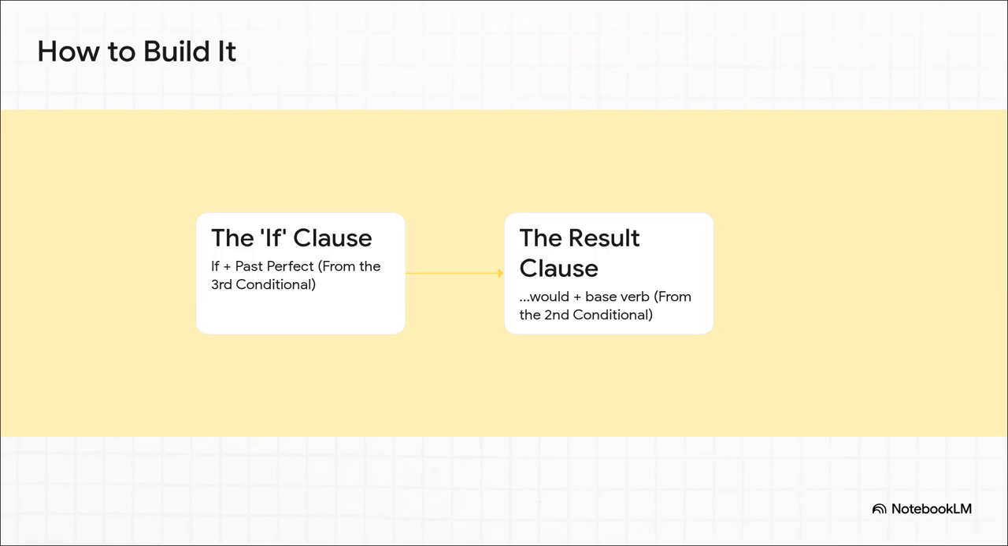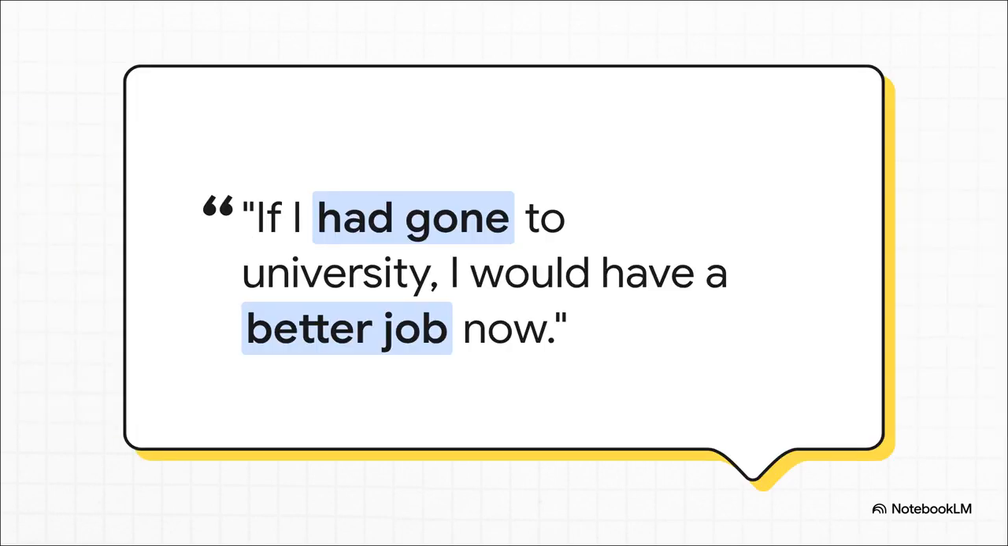Simple as that. So how do we actually build this thing? Well, we're literally just grabbing pieces from those building blocks we just talked about. The if part, that uses the past perfect, and we steal that from the third conditional, the one about the past. Then the result part, with would plus the verb, that comes from the second conditional, the one about the present. See, we're literally mixing them together. It's a perfect blend.